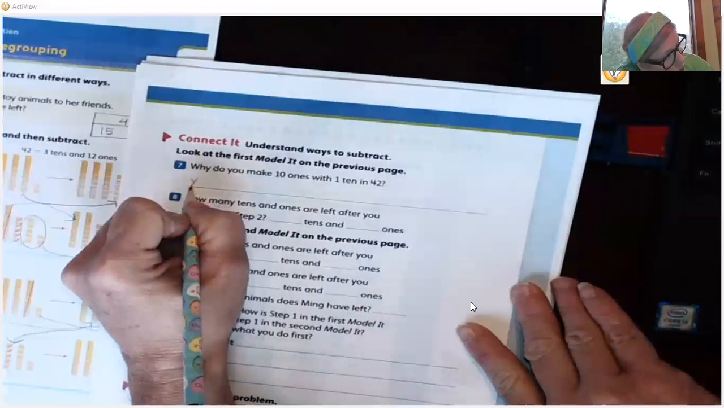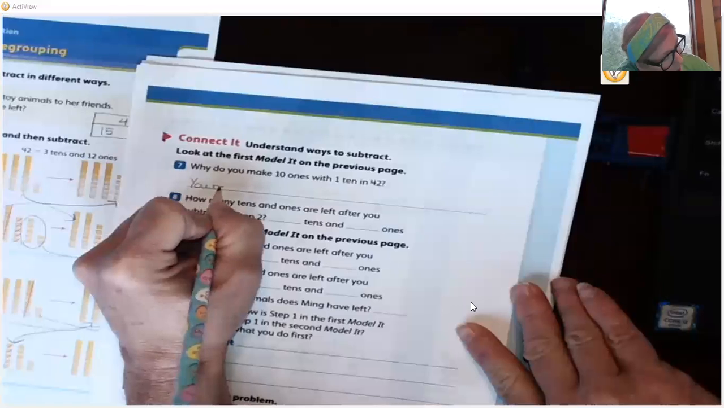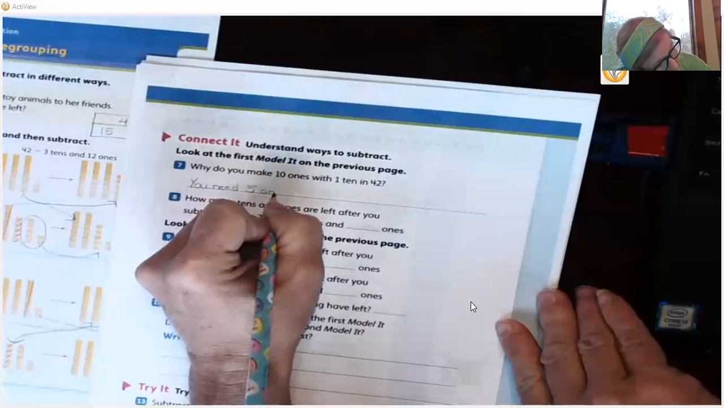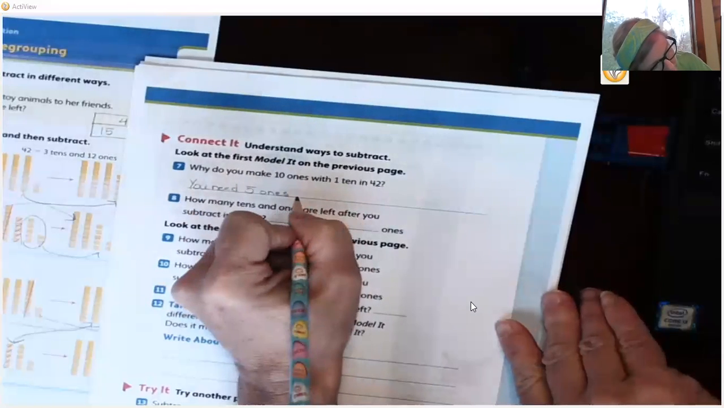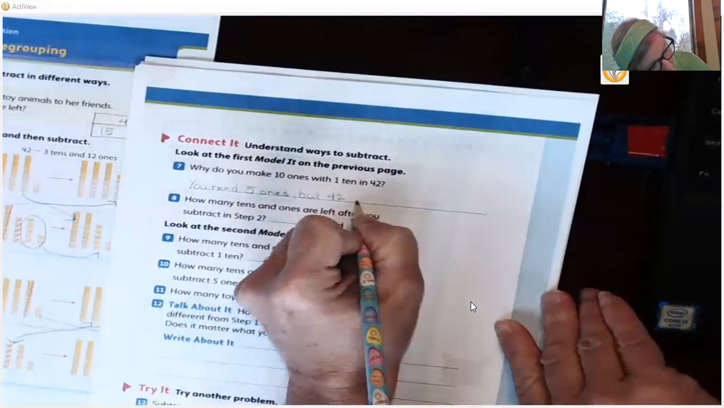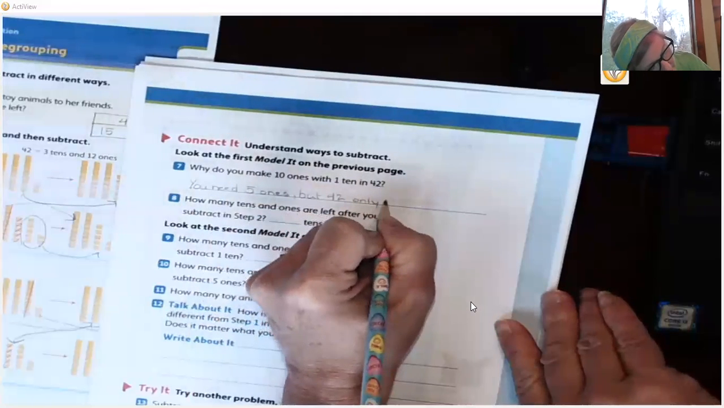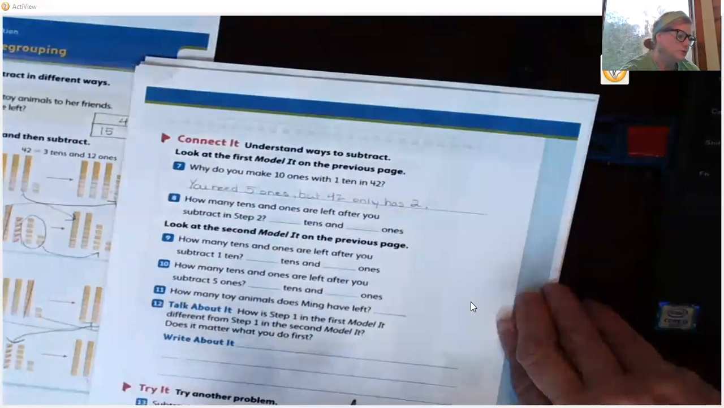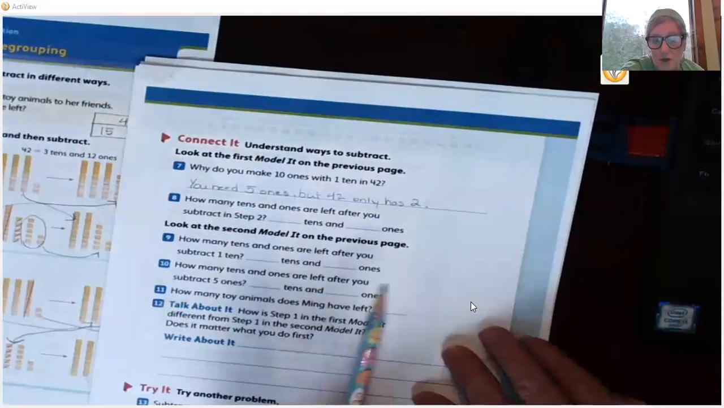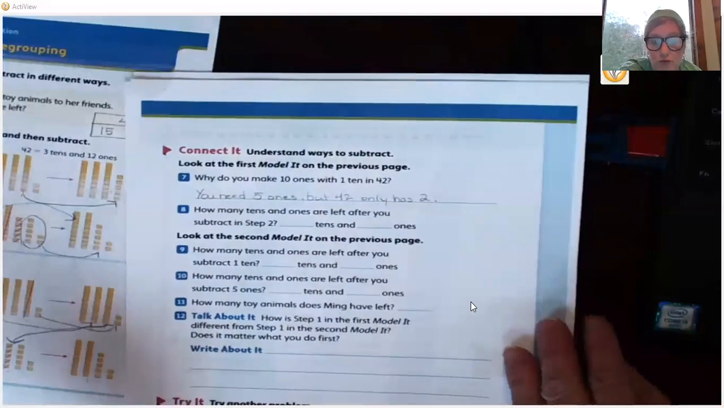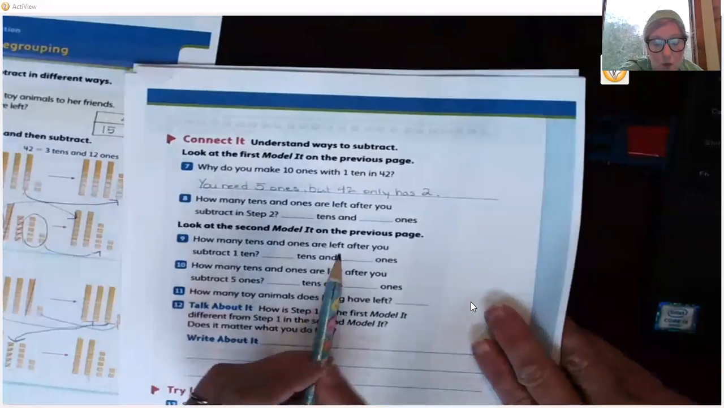So you need 5 ones, but 42 only has 2. You may write that a different way. So you need 5 ones, but 42 only has 2. That's why you need to get 10 ones.